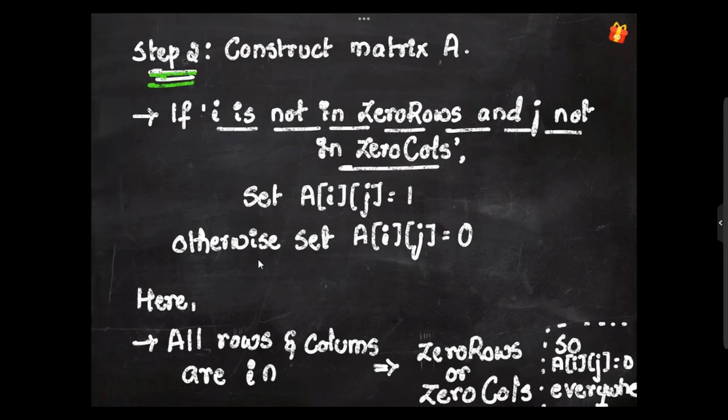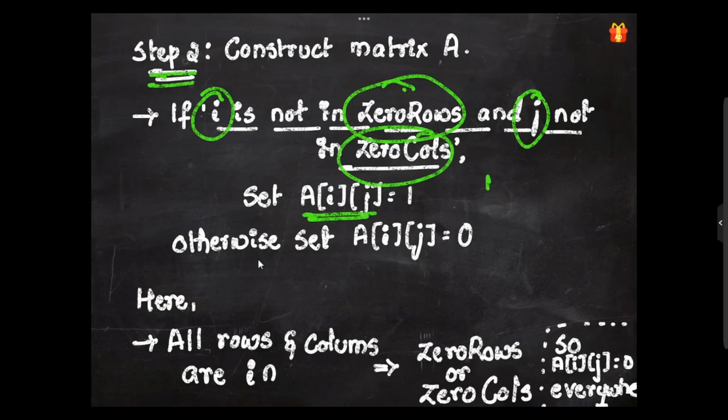So let's come to the next part here. We will construct matrix A. That's what they have given in the question, right? Here, if I is not in the 0 rows and J is not in the 0 columns, we will set A of ij equals 1.